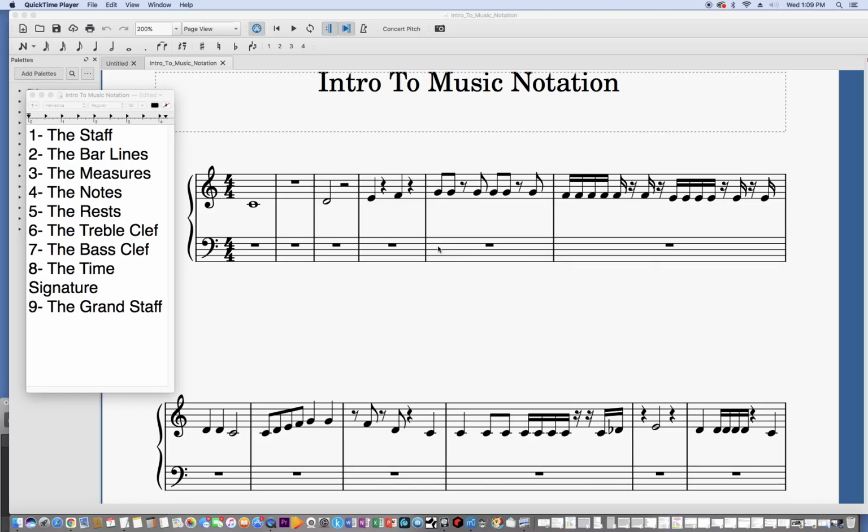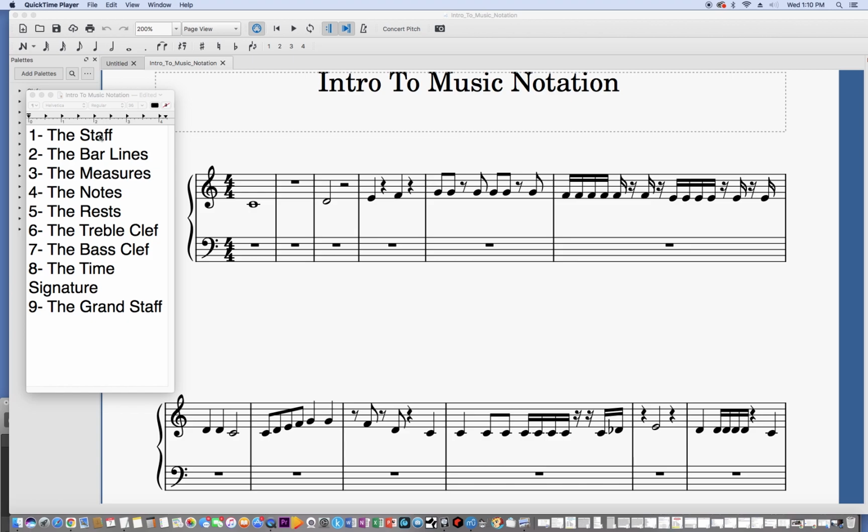Okay, so this is a review of the basics of music notation. So first, we'll look at the staff. What is the staff? What does it look like?